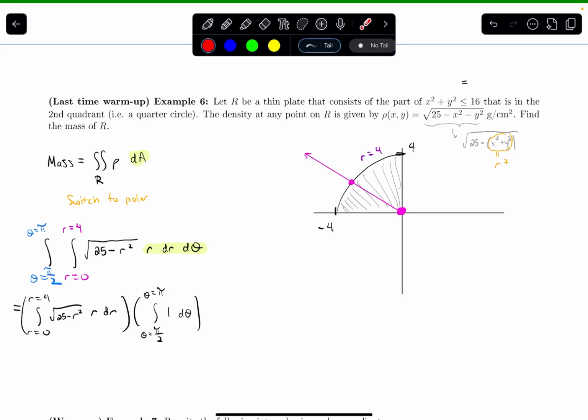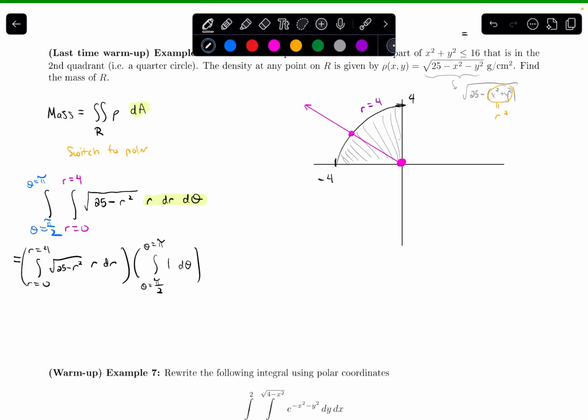Okay, so remember, I'm allowed to decouple it like that when these limits of integration are constants like this. And the function that I have here can be separated into something that is completely in terms of r and something that's completely in terms of theta. And having a constant fits that criteria. Okay, so now I got to do these two integrals.